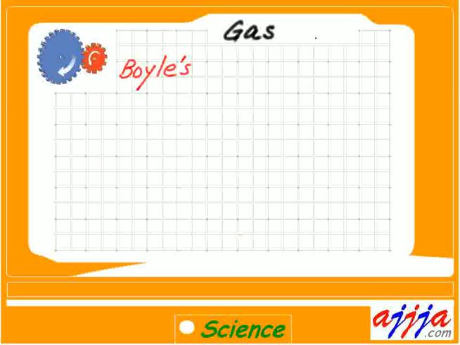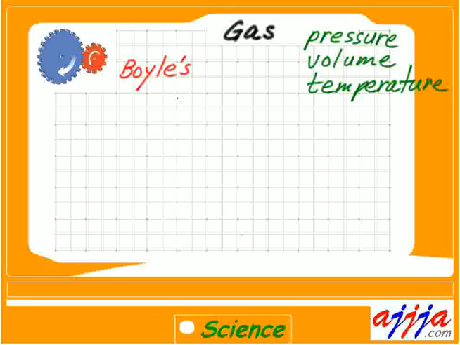Talking about gas. Very interesting. When talking about gas, we have to think about three items. First, the pressure of gas. The next one is the volume. Next one, temperature. Three things involved.